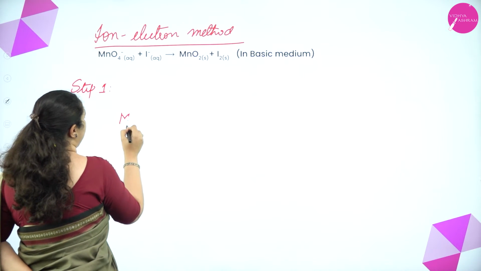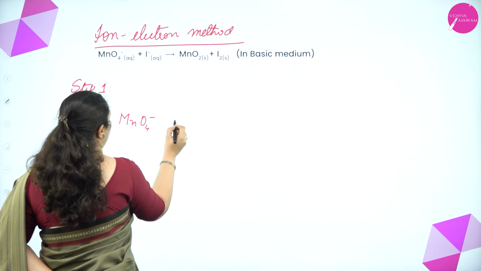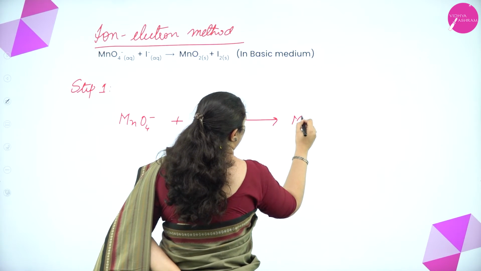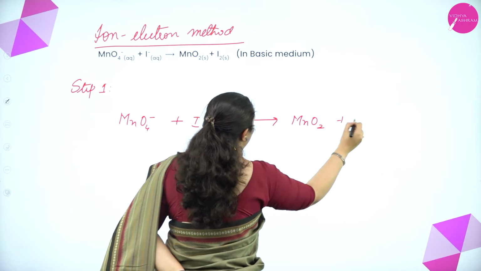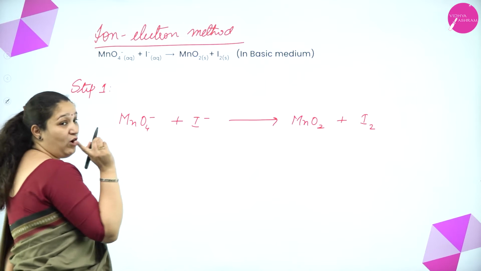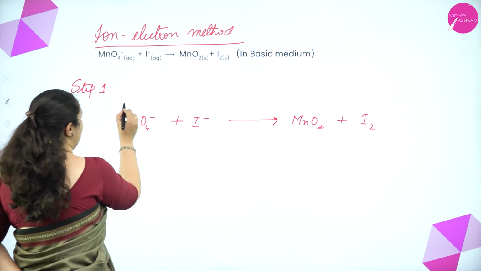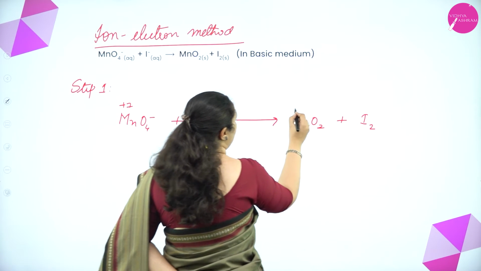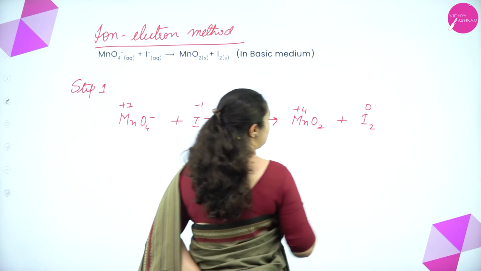Step 1. MnO4 minus plus I minus giving MnO2 plus I2. Now write the oxidation numbers. I have already calculated previously, the same thing I am writing here. Plus 7, this is minus 1, this is plus 4 and this is 0.